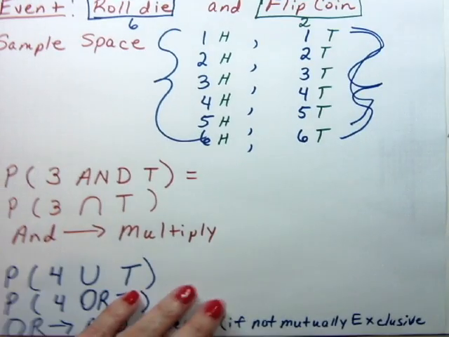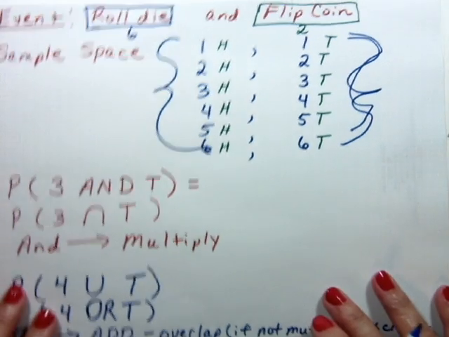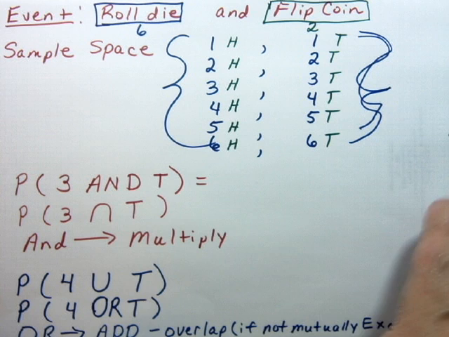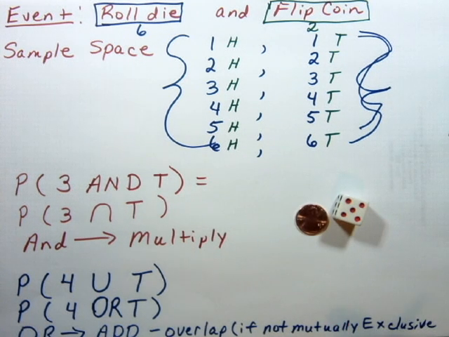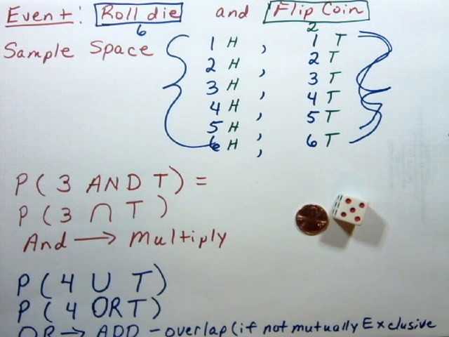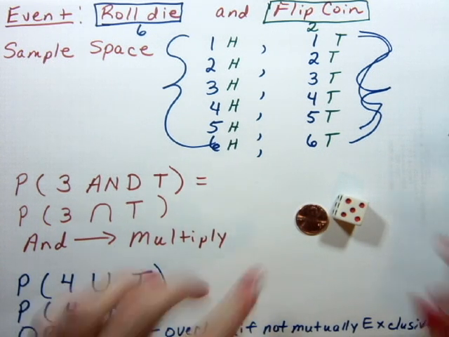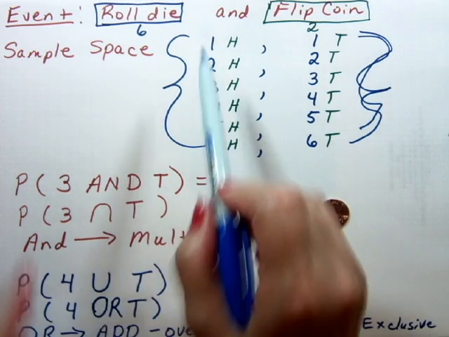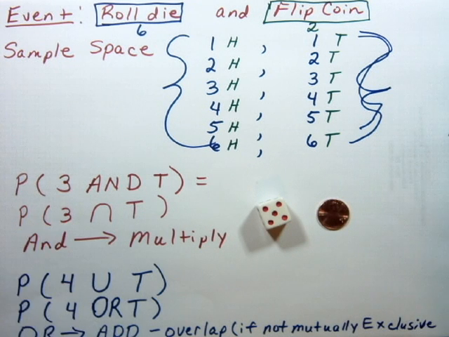All right, now I want to look at rolling a die and flipping a coin at the same time. So I'm going to roll a die and flip a coin. Now that's called an event. It's me doing something. That's what I'm doing. So I'm going to look at that event of rolling a die and flipping a coin. This is called my sample space. It's every possible thing that can happen.